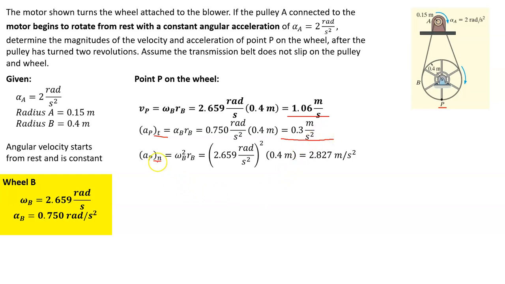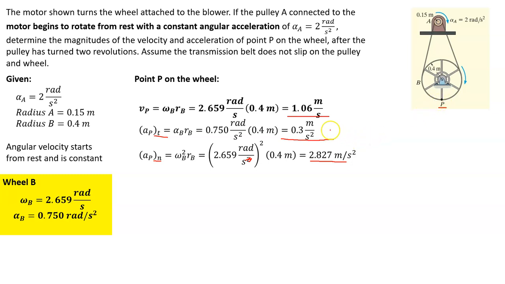And when we look at our normal, we have a different equation. We need the angular velocity squared times that radius, and we have both of those. So 2.659 radians per second, the quantity squared, times the radius, which gets us 2.827 meters per second squared. So we have a tangential and we've got a normal.